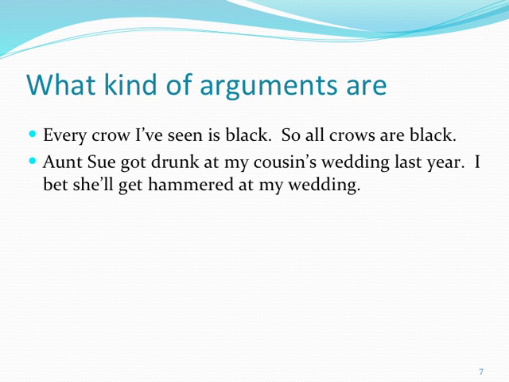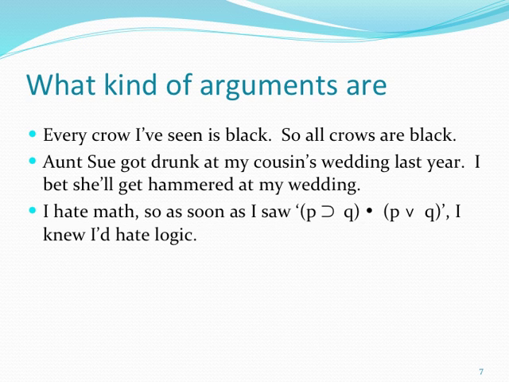All right. This is a good example. So this might be a little argument that you said to yourself as we went through the formal logic part of this course. I hate math, so as soon as I saw P horseshoe Q and P or Q, I knew I hate logic. So the sample here is math. The target is logic. The property in question is being something I hate.